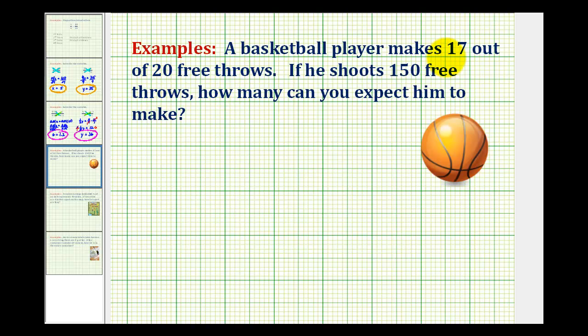So from this first sentence, we know we made 17 free throws out of 20, so we're comparing successful free throws to the number of attempts. So this must equal the ratio of x to 150, where x is the number of successful free throws out of 150 attempts. And now we can cross multiply and solve for x. 20 times x must equal 17 times 150.